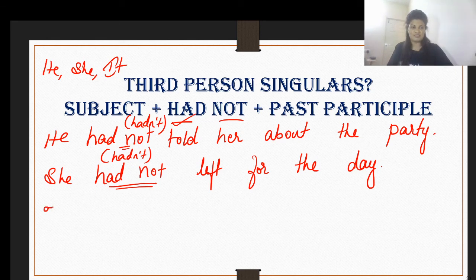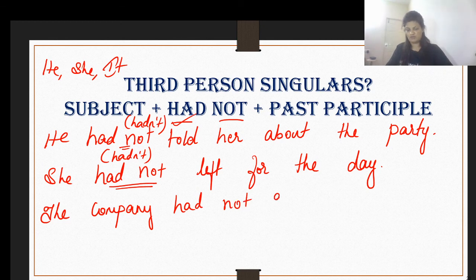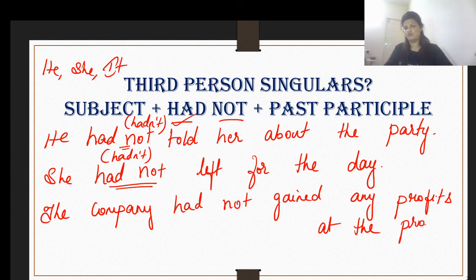The next is the company had not. The company had not gained any profits at the product launch. So you can see that we are negating the same facts which we affirmed earlier. Now here we are negating all of them by using the word not.